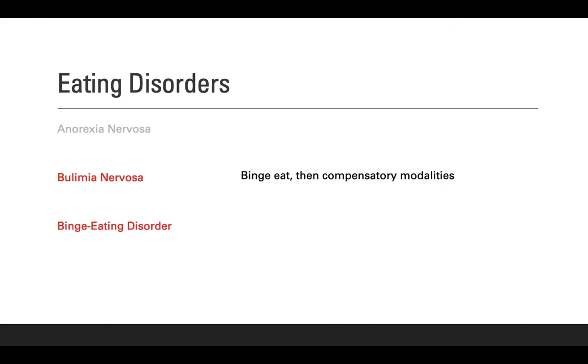Now, differentiating bulimia nervosa and binge eating disorder, really simple. One other thing: obviously, it's going to be a BMI over 18.5, inherently, because we've ruled out anorexia. Bulimia nervosa, they binge eat, and then there's compensation. They're throwing it up, taking laxatives, or exercising like crazy. Binge eating disorder, they binge eat, no compensation. They feel guilty, but they don't do a damn thing about it. That's it. That's eating disorders.